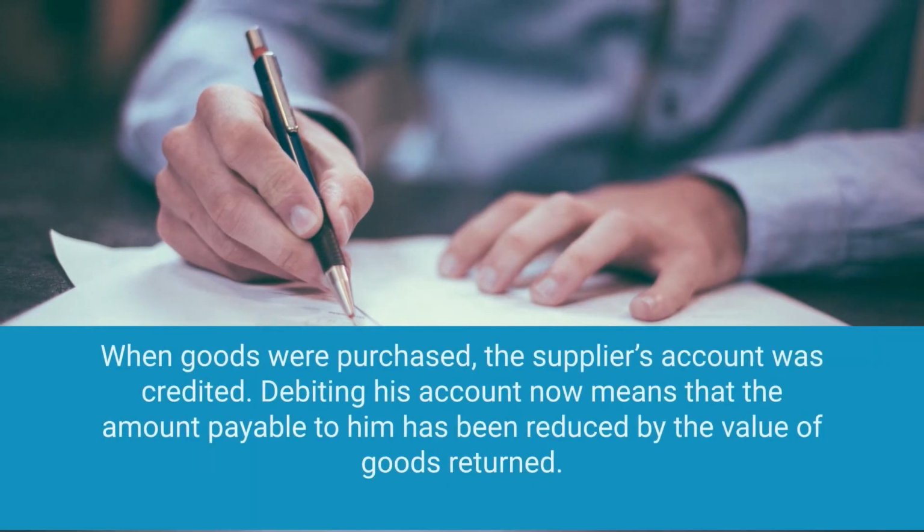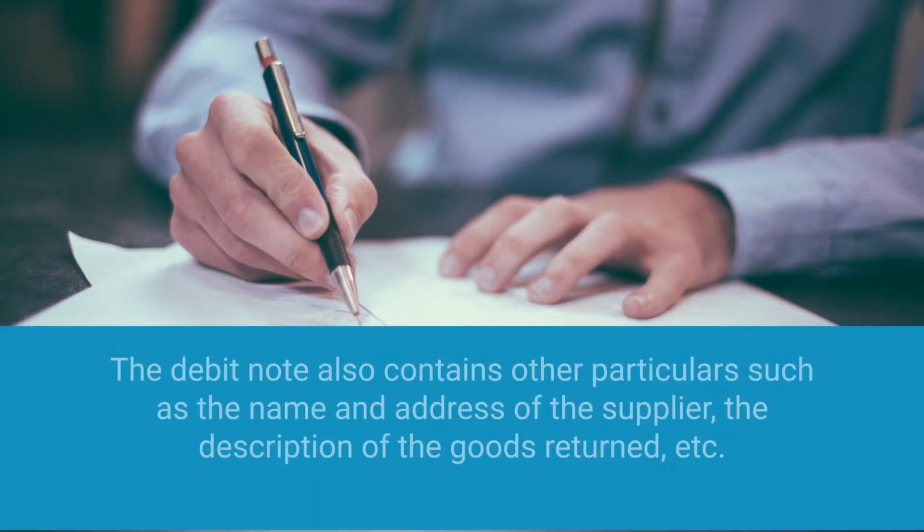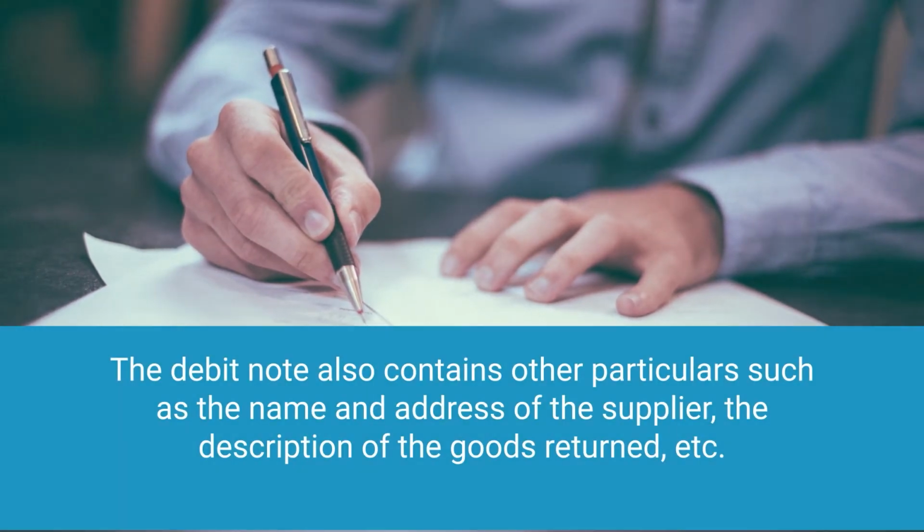You know that when goods are purchased, the supplier's account is credited. Debiting his account now means that the account payable to him has been reduced by the value of goods returned. The debit note also contains other particulars such as the name and the address of the supplier, the description of the goods returned, etc.